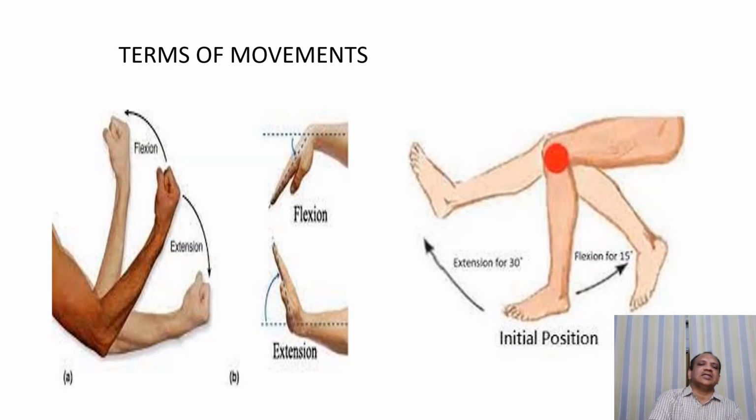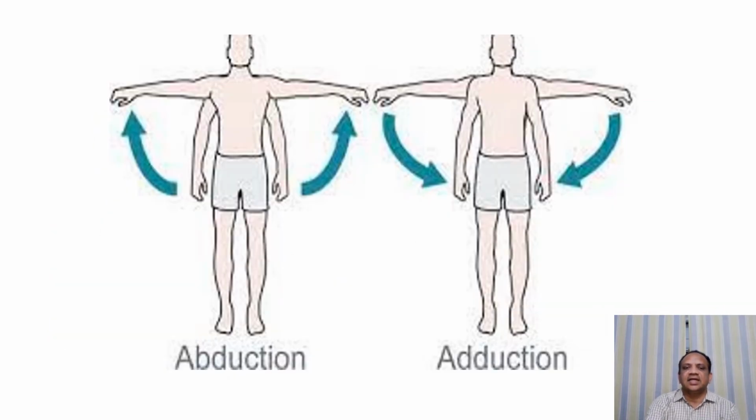As we mentioned, these are the terms of movement: flexion, extension, and this is abduction, adduction. Abduction means, for example, in this section, the hands are moved away from the body. So any two parts which are separated from each other is called abduction. And here the adduction, the hands are brought near the body. Adduction, abduction.